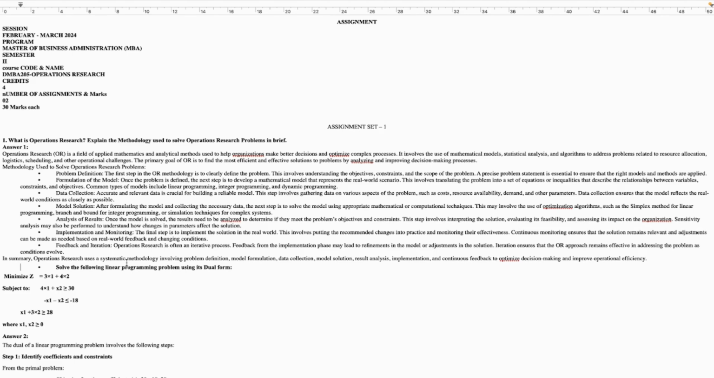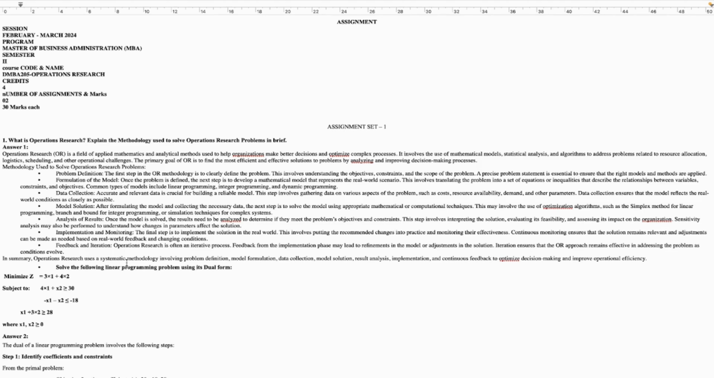Analysis of the result. Once the model is solved, the results need to be analyzed to determine if they meet the problem's objectives and constraints. This step involves interpreting the solution, evaluating its feasibility, and assessing its impact on the organization. Sensitivity analysis also may be performed to understand how the parameters affect the solution.